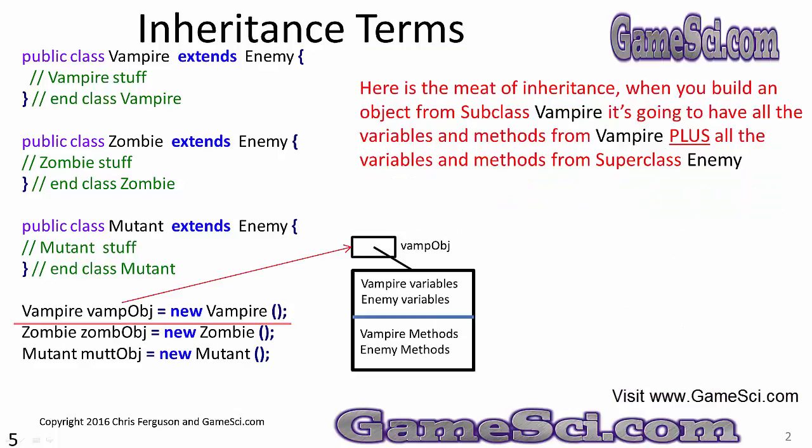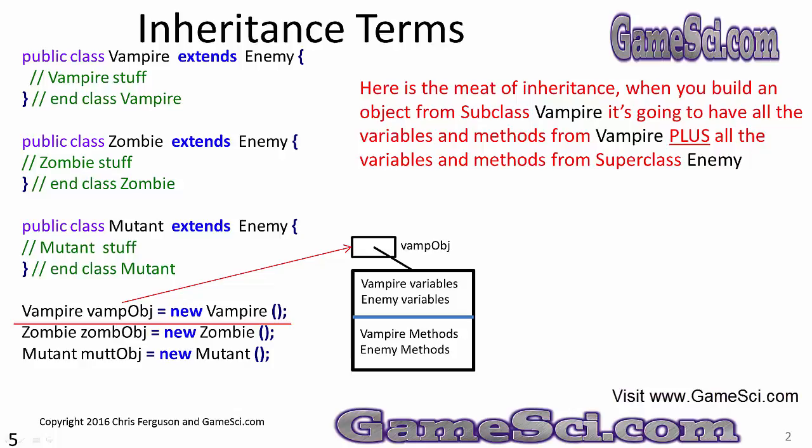Now, here's the meat of inheritance. Here's where you can see how it works. When you build an object from subclass Vampire, it's going to have all the variables and methods from Vampire, plus all the variables and methods from the superclass Enemy. So this line of code, Vampire vampObject = new Vampire(), is creating a Vampire object using the reference vampObject.